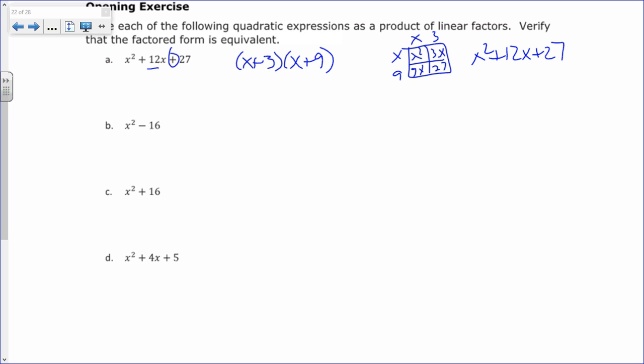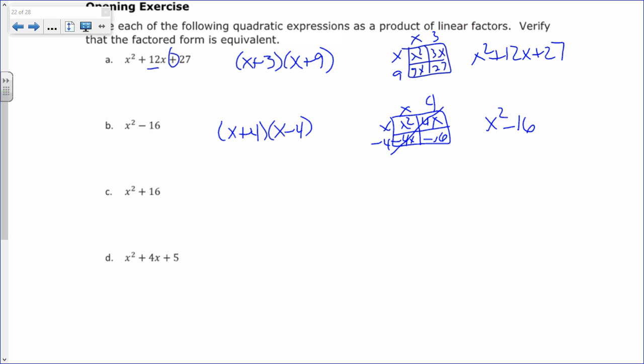So x squared minus 16. That's a difference of two perfect squares. So that's x plus 4, x minus 4. And again, when I multiply it all out, we'll have x squared, 4x, negative 4x, and negative 16. So those will cancel out. So it's x squared minus 16.